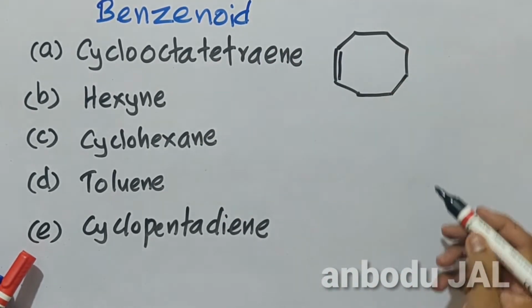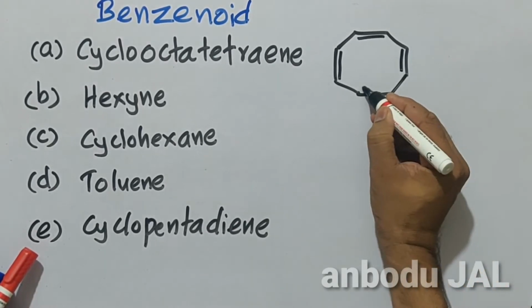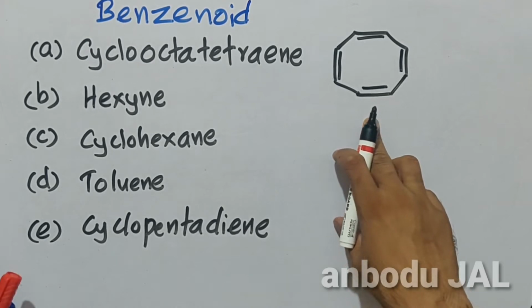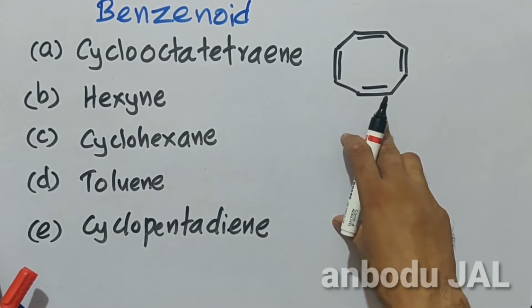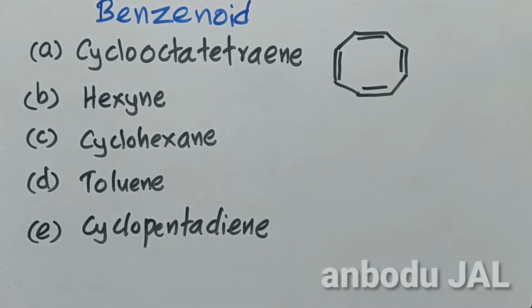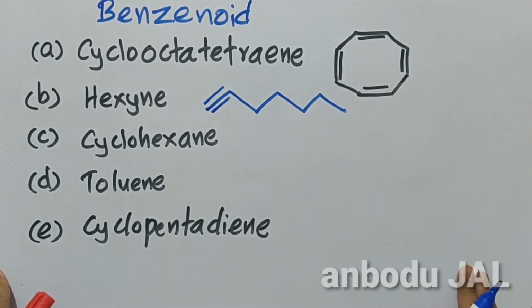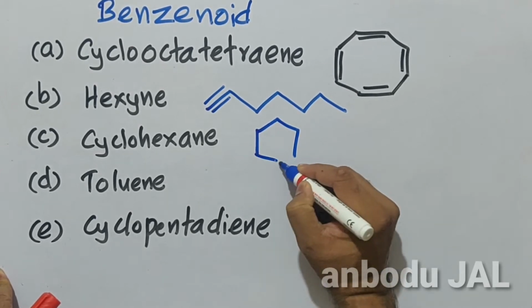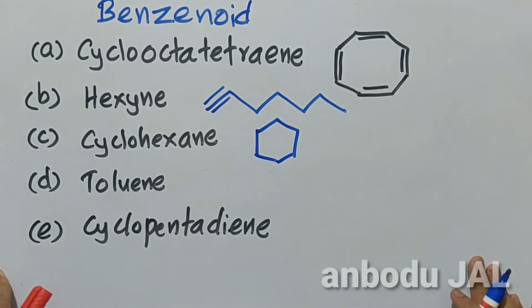So the first double bond is here, the next double bond is here, the next double bond is here, the next double bond is here. It is very clear from this picture that it does not contain a benzene ring. So this is not a benzenoid. Now we can check the next compound, hexane. It does not contain a benzene ring. Next is cyclohexane. It's a very simple cyclic compound. It does not contain a benzene ring.